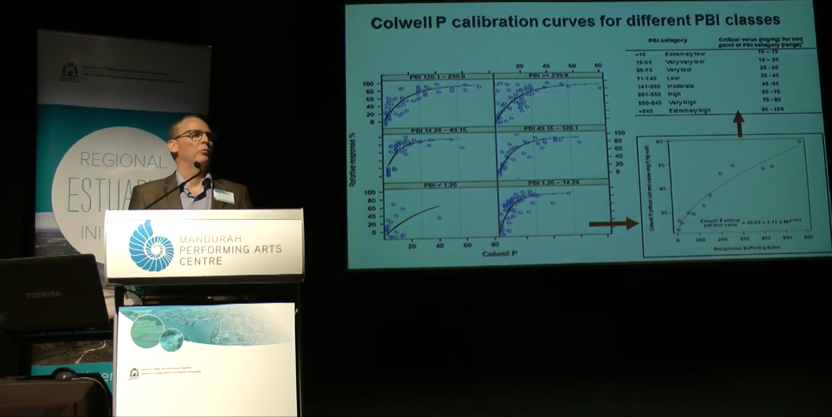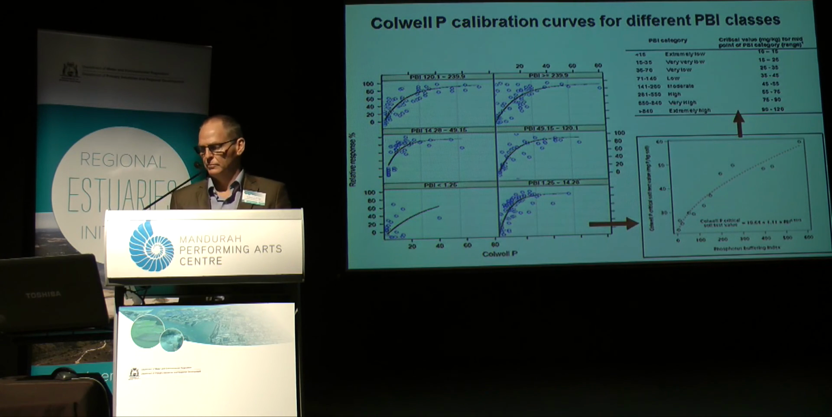And an example of that would be the refinement that we've made in the soil test Colwell P, where we've now linked that successfully to phosphorus buffering within soils, in this case the phosphorus buffering index, and we now can have a much more refined fertiliser recommendation, a much better definition of the overall soil test targets that are required when we link those two critical pieces of information.